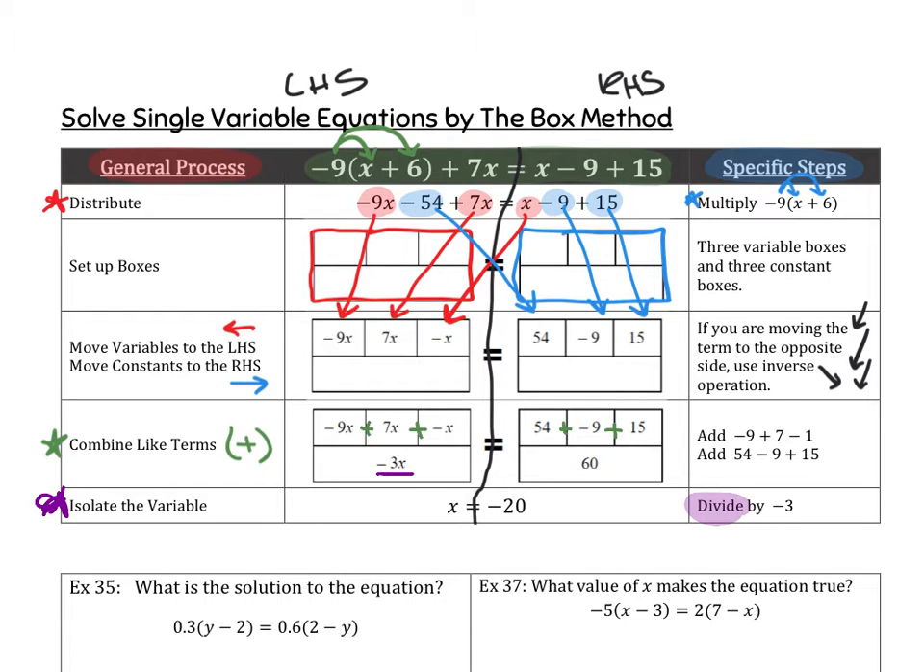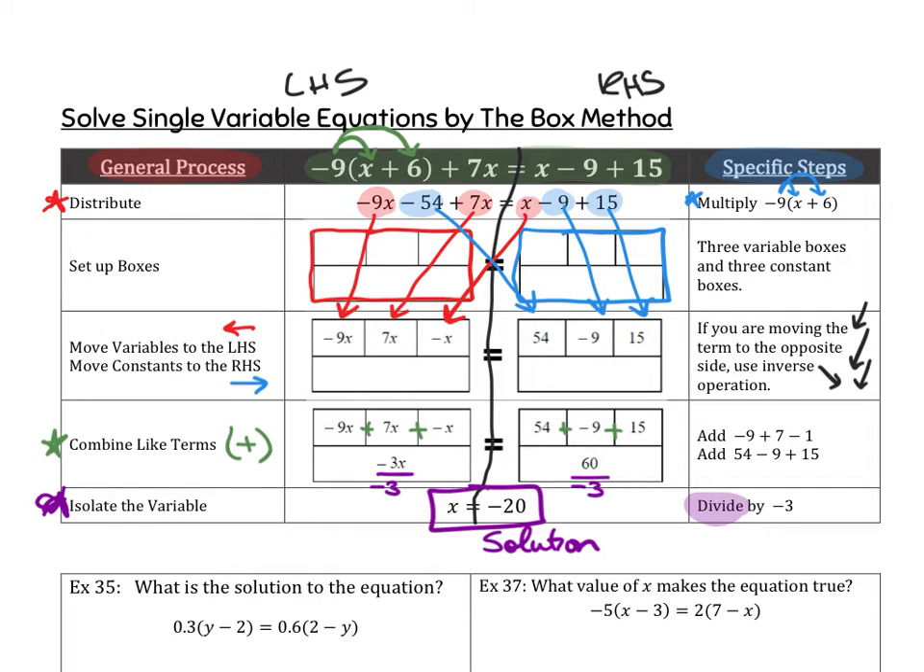And what number are we going to divide by? Negative 3. So in your calculators, I want to make sure you know how to do that. 60 divided by negative 3. Just make sure that you're not getting errors when you do this on your calculator. When you calculate that, you'll end up with negative 20. That's my solution.